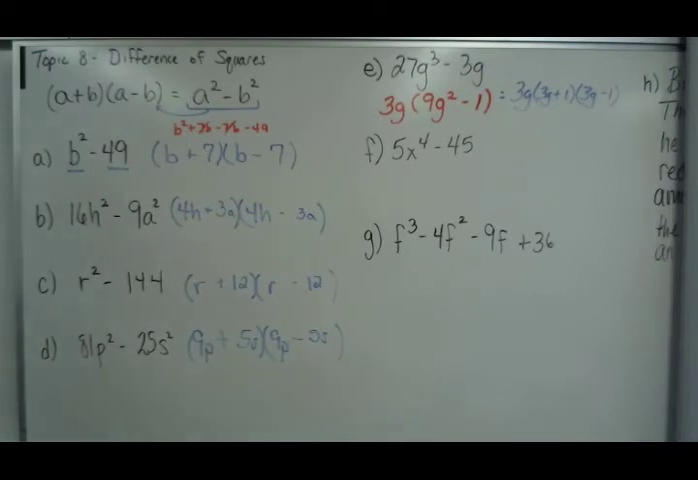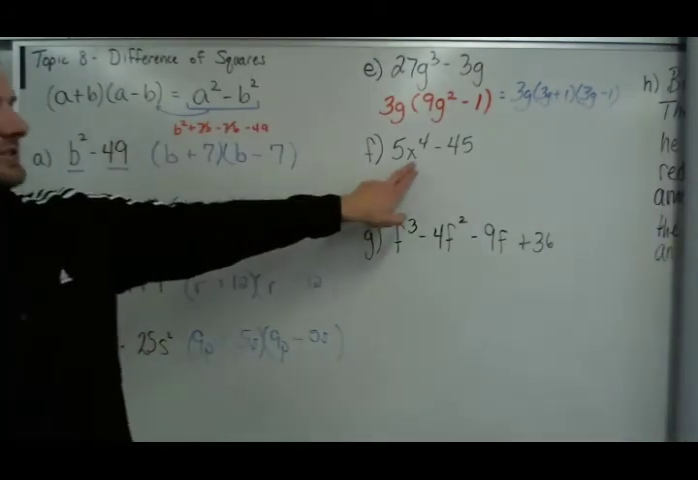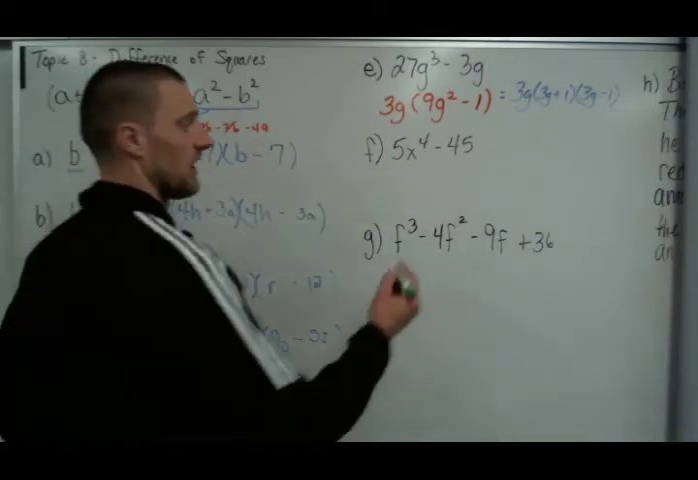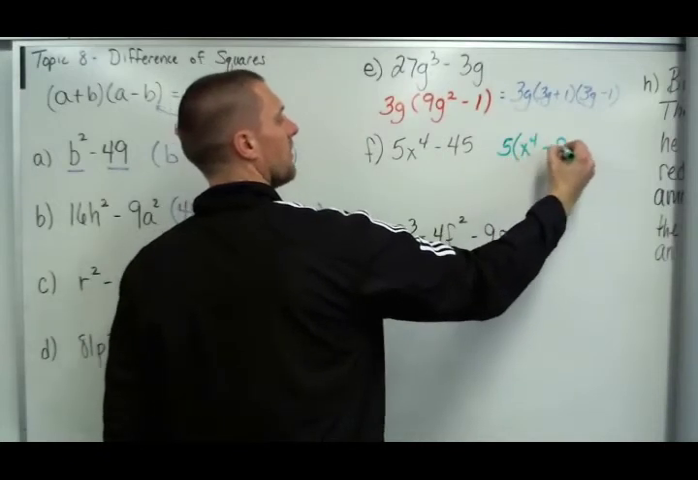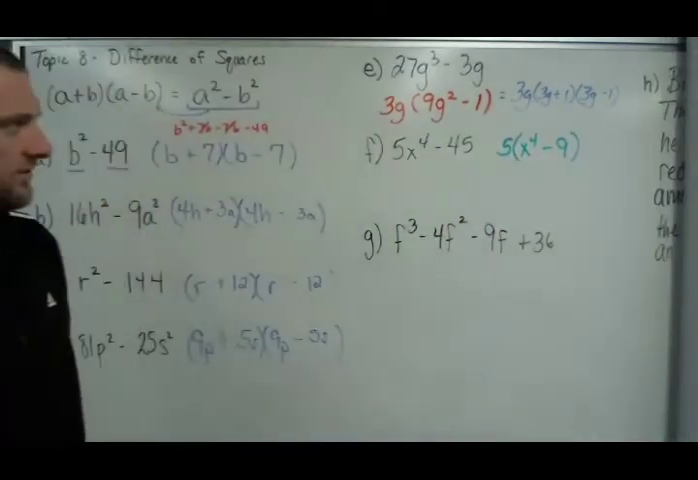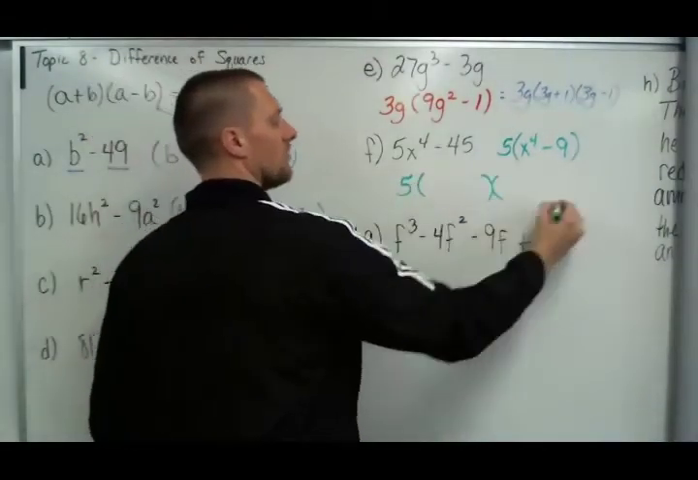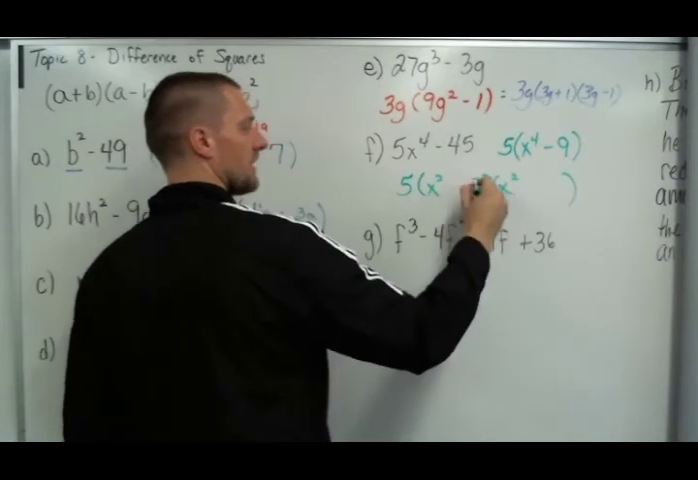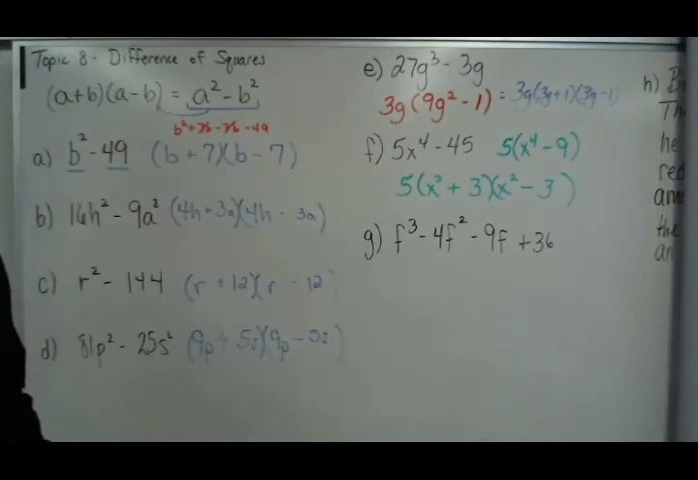All right, hopefully you guys had enough time to pause the video and give that a try. So for F, this is a perfect square. X to the fourth is x squared times x squared. 5 and 45 are not, but they do have a greatest common factor of 5. So if I take that out, I've got x to the fourth minus 9 using division. And now, difference of squares. So I've got 5, my two parentheses, x squared, x squared. This 9 becomes 3 and 3 with a plus and a minus, and there's your final answer.